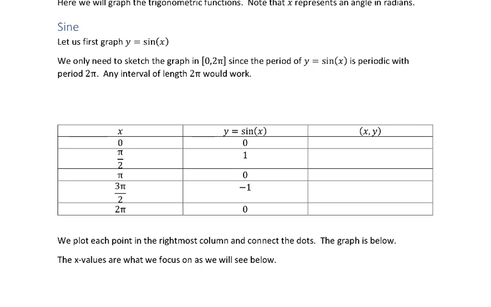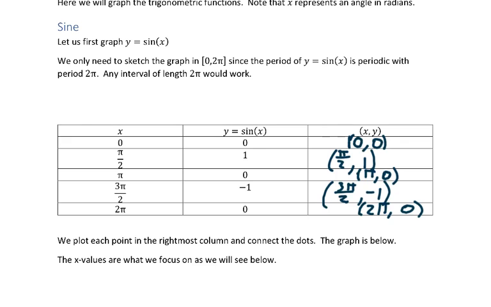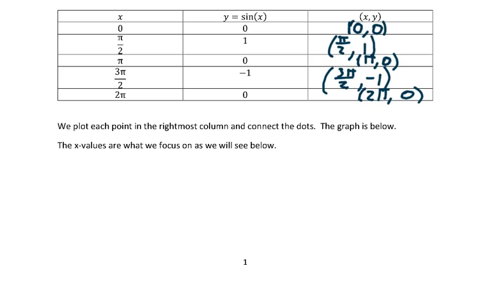So we're going to get these x values. Let's see if I can write them in. We're going to have 0, 0. Next, we'll have pi over 2, 1. Okay, we're going to need these points because we're going to plot them. Here we have pi, 0. Here we'll have 3 pi over 2, negative 1. And then at 2 pi, again, we'll get 0, mostly because sine is 2 pi periodic. So we're going to plot these points, and then we're going to sketch a graph of it.